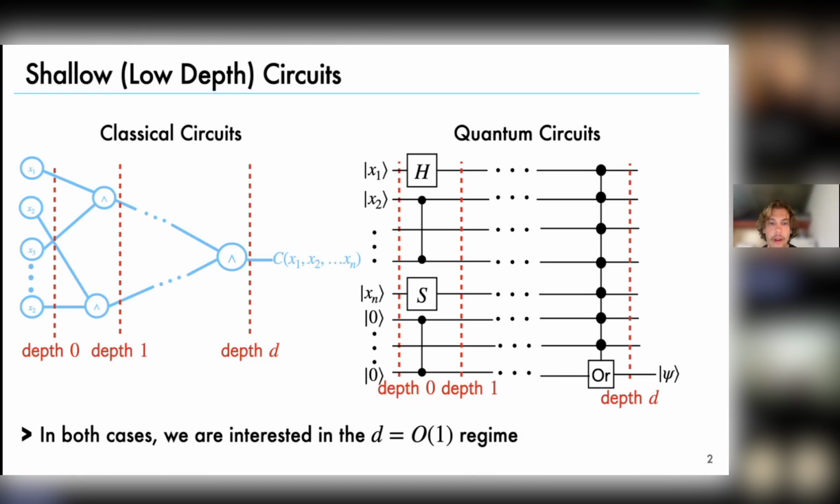For today's talk, we're interested in cases where the depth of our circuits is some fixed constant. Rather, we have a family of circuits, one for every input size, and the depth of any circuit in these families should be bounded above by some constant. In other words, the depth does not scale with the input size.